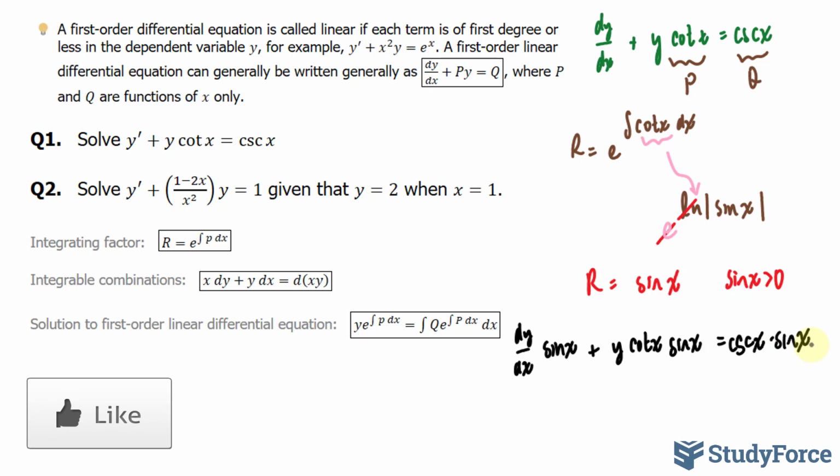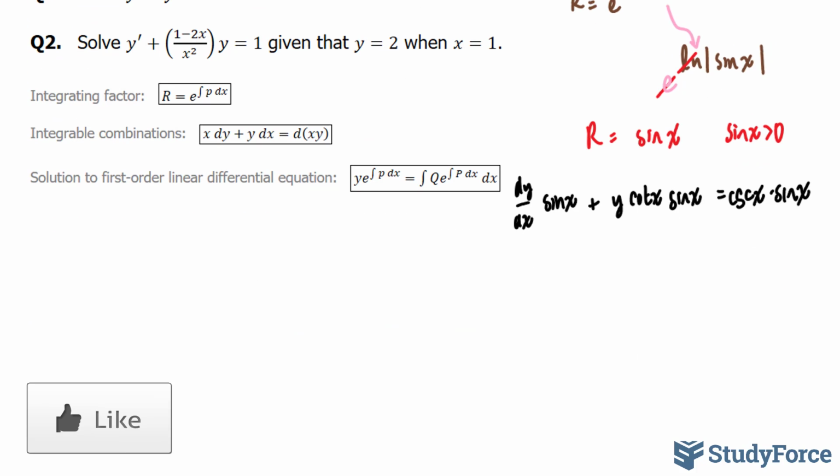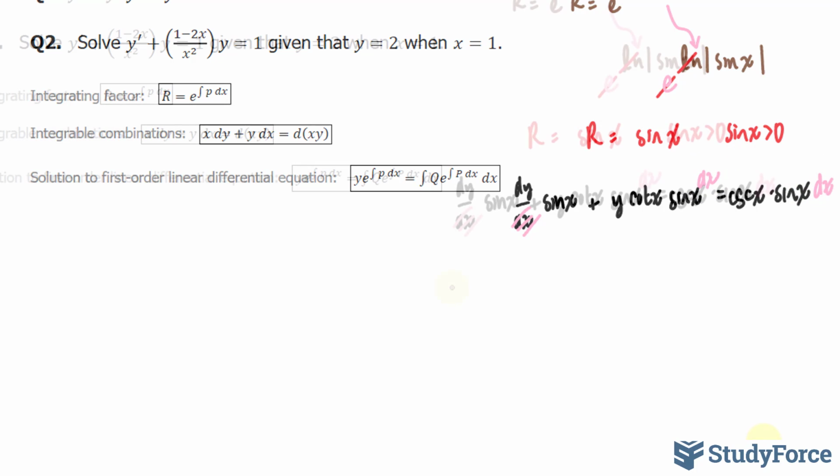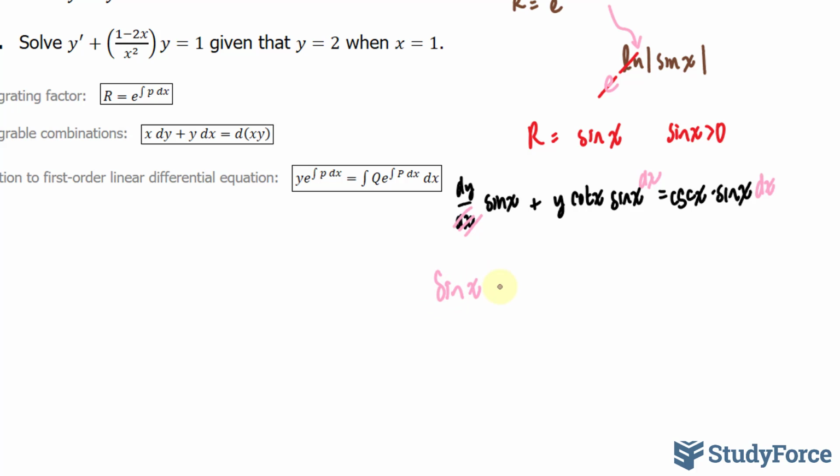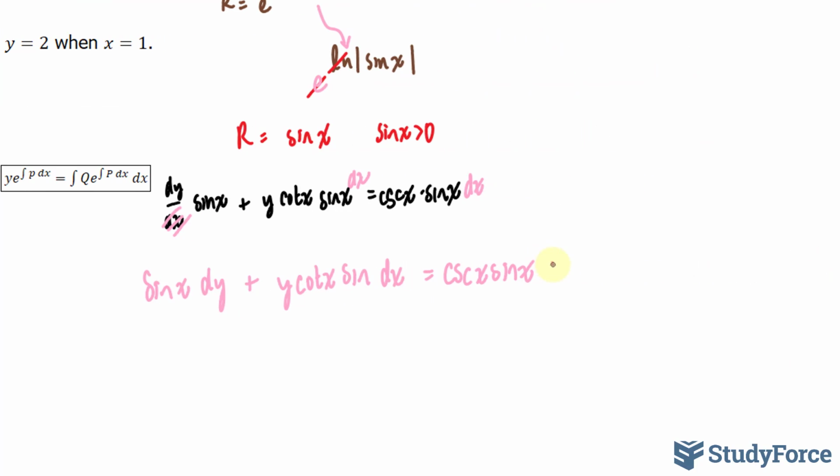I want to clear the denominator, so I'll multiply each of these terms now by dx. If I multiply this term by dx, this goes away. We end up with a dx here and a dx over here. This leaves me with sine x dy plus y cotangent x sine x dx is equal to cosecant x sine x dx. If I take the integral now of the left side, I'll end up with y times what we found r to be, which was sine x.